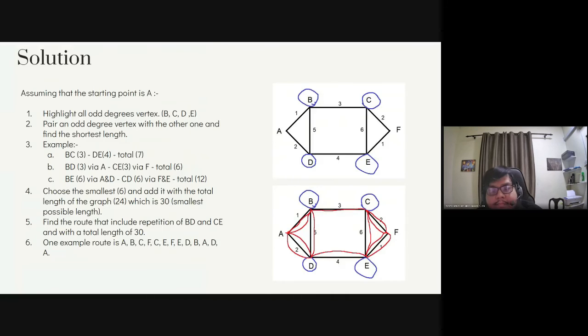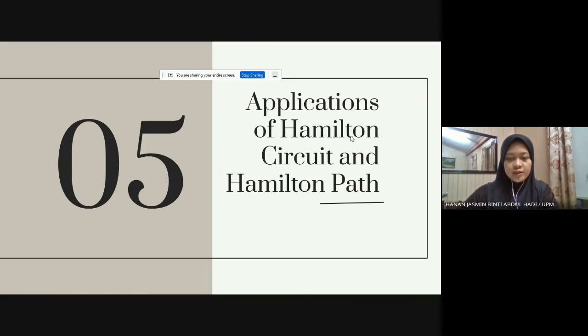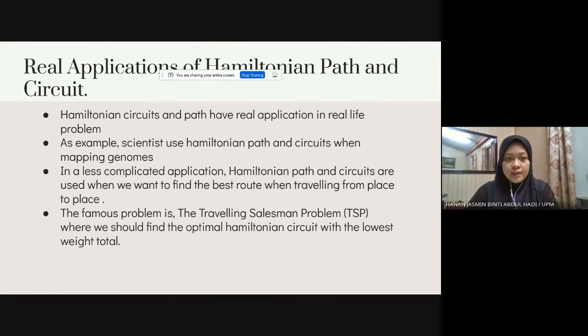Thank you. So today I'm going to tell you about the applications of Hamiltonian circuit and Hamiltonian path. First, real applications of Hamiltonian path and circuit. Hamiltonian circuit and path have applications in real-life problems. As an example, scientists use Hamiltonian paths and circuits when mapping genomes. But we are not going to talk about that.